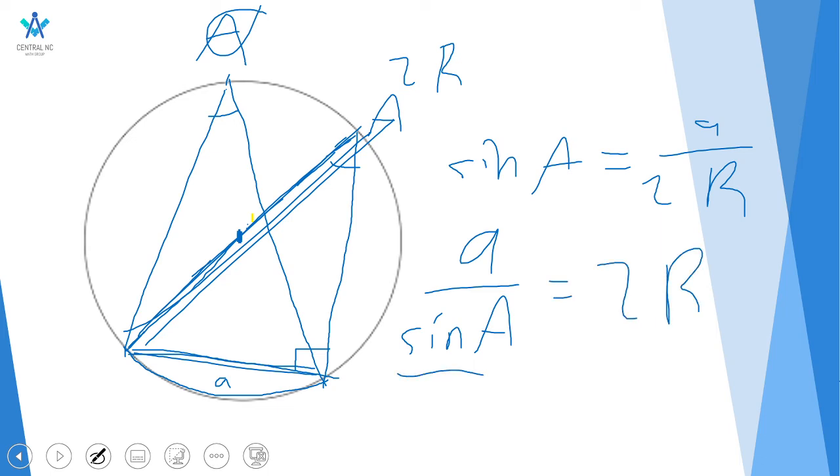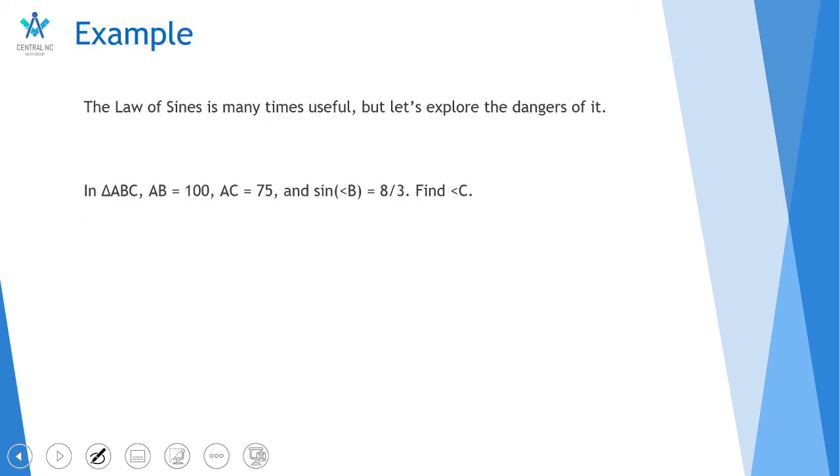Okay, so that means we have reached this and we have proved the extended law of sines. The law of sines is probably one of the most useful of the next few formulas that I'm going to show, maybe except for the double angle formula. But let's explore the dangers of it, okay?